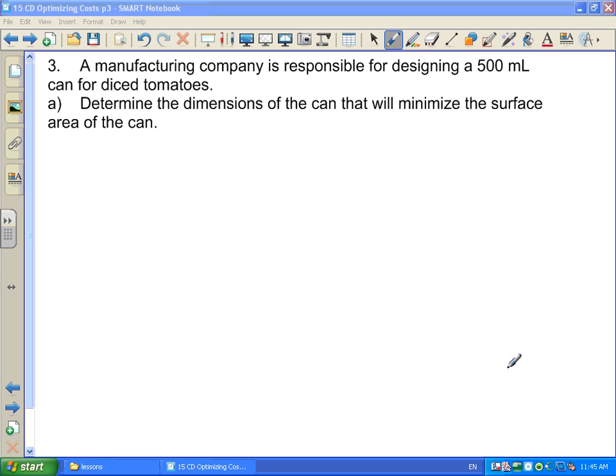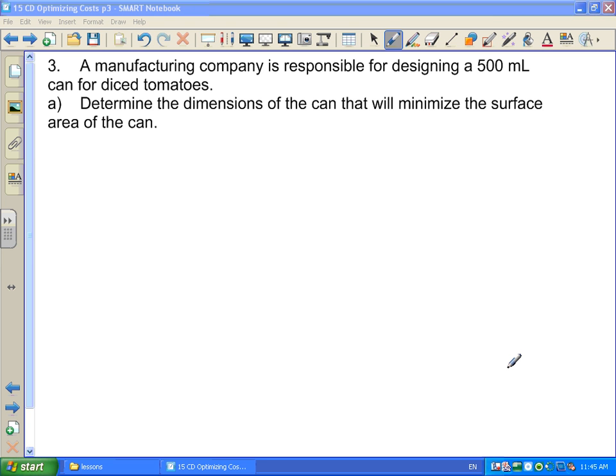So this is our second example in optimizing costs, and this one has two parts. We'll look at part A here first. We're told that a manufacturing company is responsible for designing a 500 milliliter can for diced tomatoes. We want to determine the dimensions of the can that will minimize the surface area of the can. Fair enough.